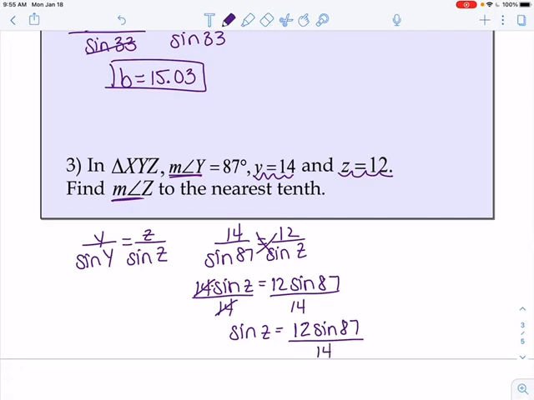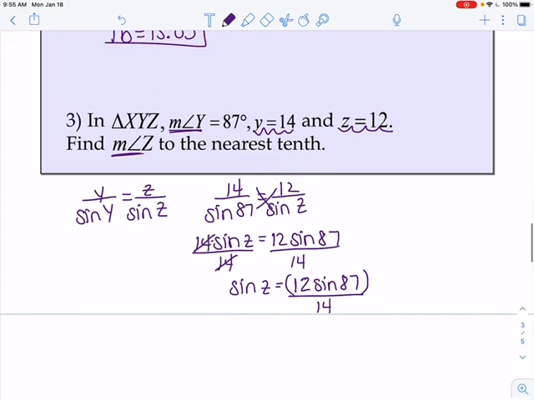Okay, again, a couple different ways to put this into the calculator. To me, I would do this right-hand side first and get a decimal. So I'm going to do 12 times the sine of 87 inside a set of parentheses, and then divide by 14 and get my decimal. And then you have to do the sine inverse to find the measure of the angle.